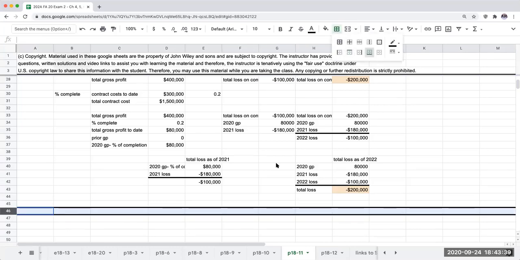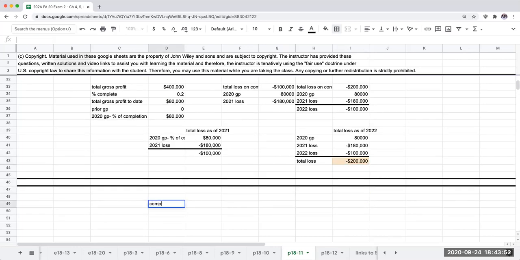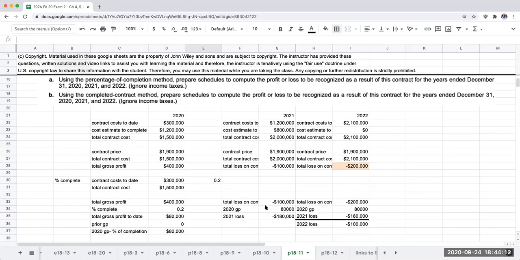What's different about the completed contract method? Well, under the completed contract method, we know we're going to have a total loss of 200,000 because both of them are the same. It's a matter of timing differences. Under completed contract for 2020, remember that I recognize no gain or loss until the contract is done, so basically no revenue. In 2021 though, I have to recognize a loss.